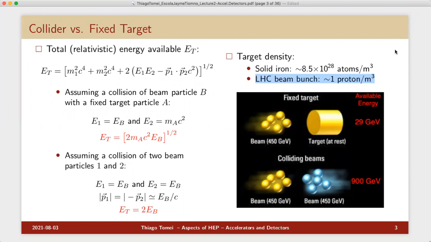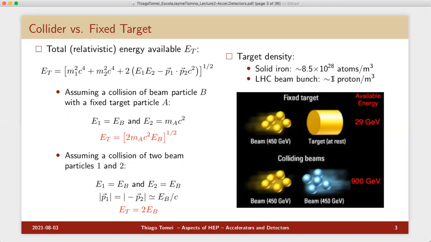So if you run the numbers, the density of protons in an LHC beam bunch comes out to be 1 proton per square meter. Sure, the beam bunches are extremely, extremely small, something like a few centimeters of length and a few microns of width. But still, 10⁻11 protons is not that much.